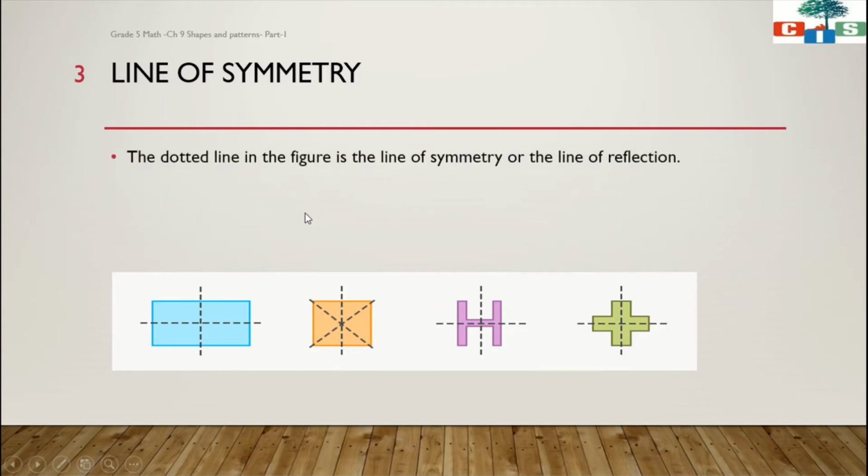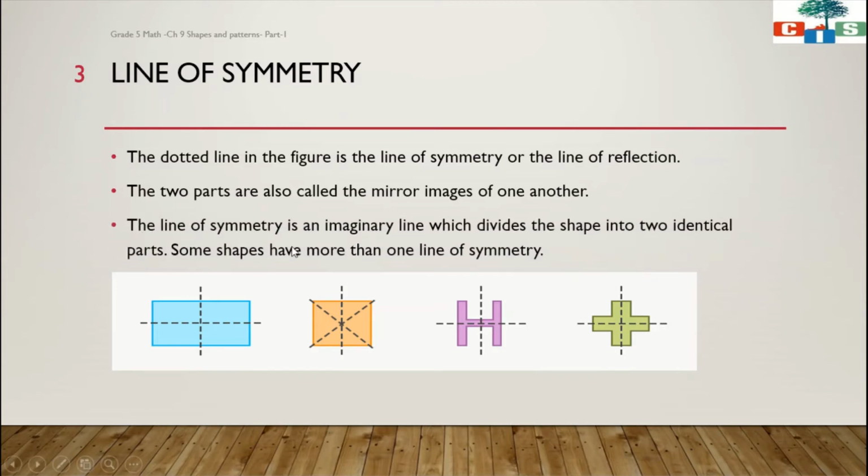This dotted line in the figure is known as the line of symmetry, or it is also known as the line of reflection. Okay, the two parts are called the mirror images of one another. Why are they called mirror images of one another? Because they look exactly the same. Okay, now we will see the role of line of symmetry. So the line of symmetry is an imaginary line which divides the shape into two identical parts. Okay, into two equal parts, two similar parts. This line of symmetry divides the shape into two equal parts.